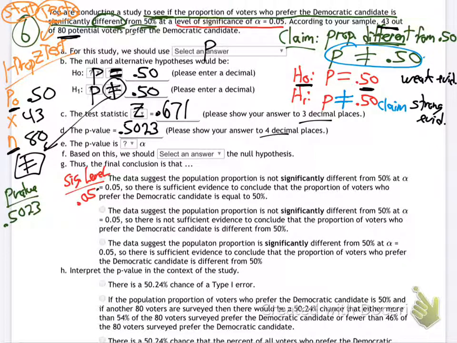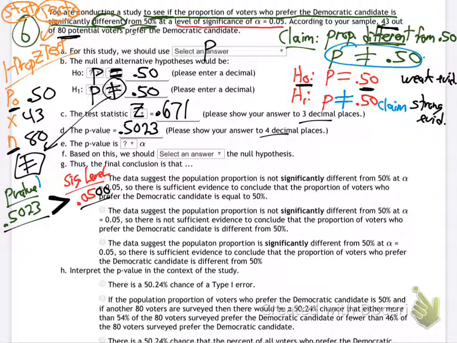It might help to fill in 2 zeros back there so that they both have the same number of decimal points, so it's easy to compare. So which one's bigger? 0.5023 is bigger than 0.0500, isn't it? So the wide side goes towards the bigger one. So in this case, the p-value is bigger, isn't it? The p-value is the bigger one.